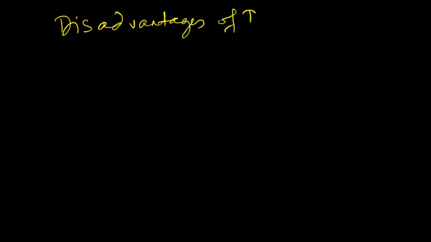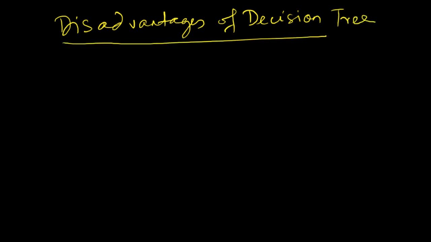Now let's see what are some of the disadvantages. As I just mentioned, a decision tree is prone to overfitting. So that of course is the first and most important disadvantage that we have, and that can be handled using pre-pruning or post-pruning and some other methods that we are going to discuss in the next video. But nevertheless, this is a serious problem with decision trees.